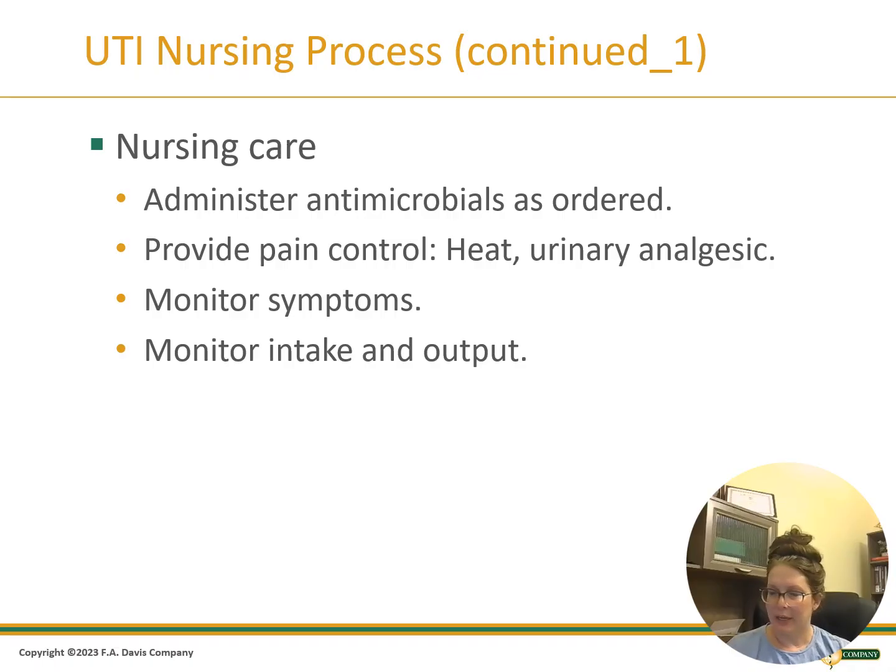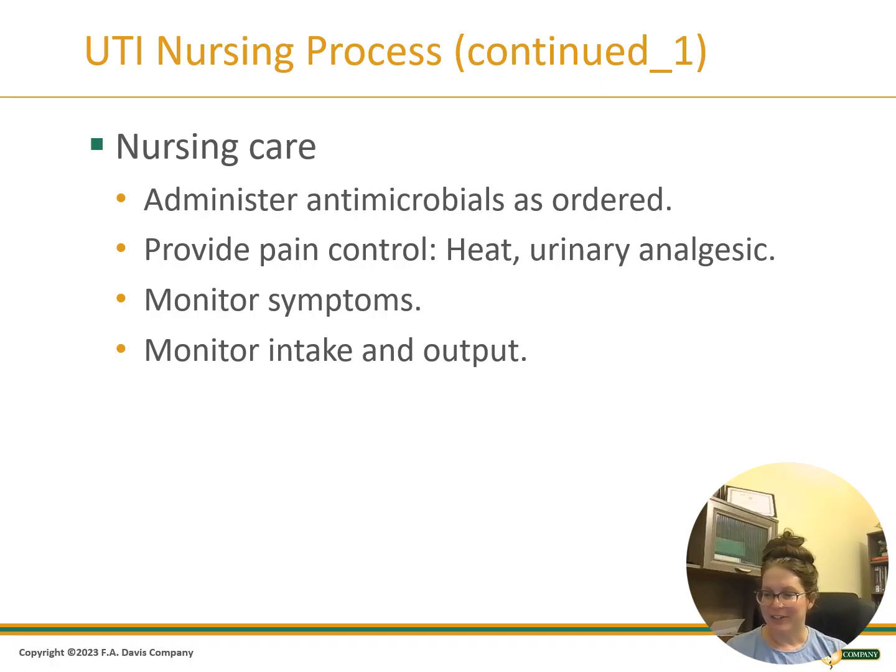Okay, provide pain control. Sometimes warm compresses to the suprapubic area can reduce discomfort. We want to make sure that we are careful with ever giving heat to our patients that have neuropathy. Urinary analgesics, so the Pyridium, can help to relieve some burning and dysuria. That's the stuff that turns your urine the orange color.